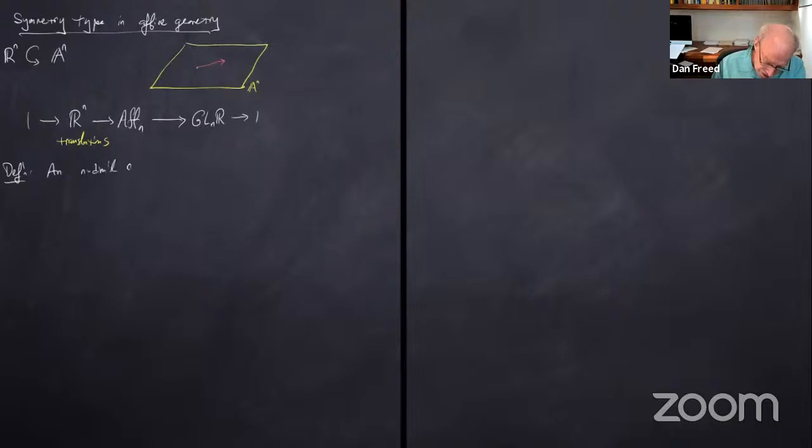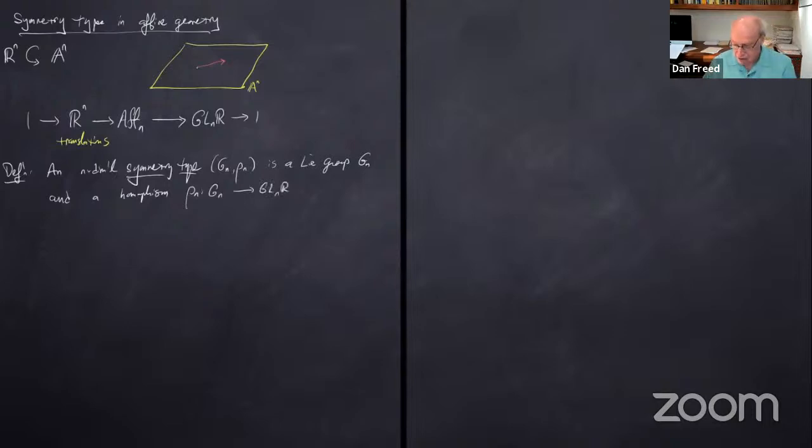So an n-dimensional symmetry type is a pair: a Lie group G_n and a homomorphism rho_n from G_n to GL_n. Okay. And we usually think of this, well, let's just immediately give some examples. So one example is to take the orthogonal group, which in this case is a subgroup of GL_n(R). That's the symmetry type that is for Euclidean geometry in flat space and Riemannian geometry in curved space. A variation would be to have the spin group, say. That map now, rho_n, is no longer injective nor surjective. And that's, of course, the symmetry type of spin geometry.